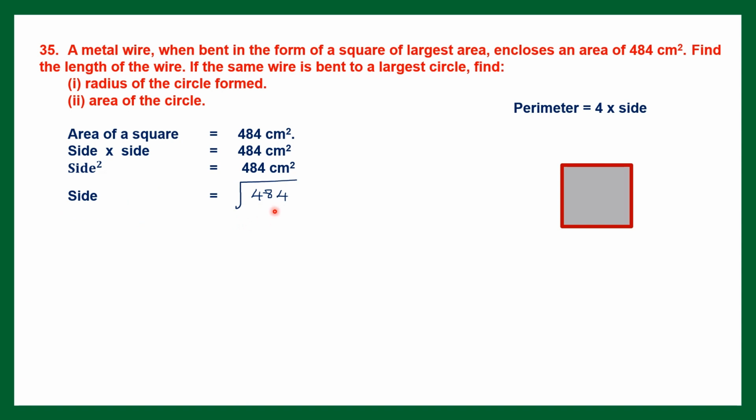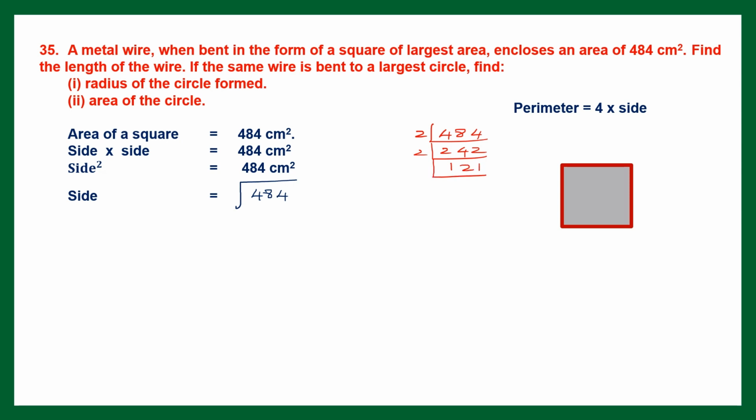So let's find the square root of 484 by the prime factor method. So let's divide 484 by all the prime numbers, just starting with 2. 2 2s are 4, 2 4s are 8, 2 2s are 4. Continue, 2 1s are 2, 2 2s are 4, 2 1s are 2.